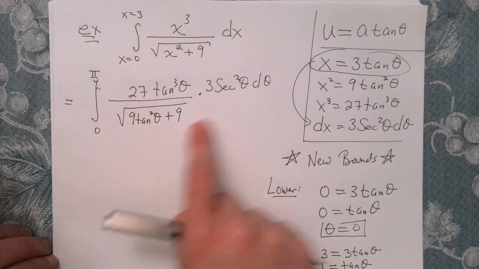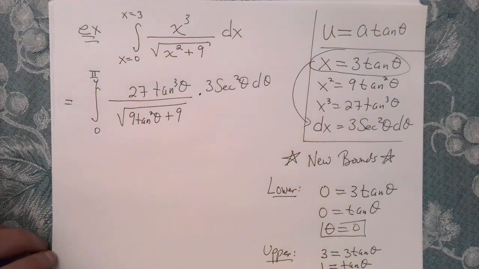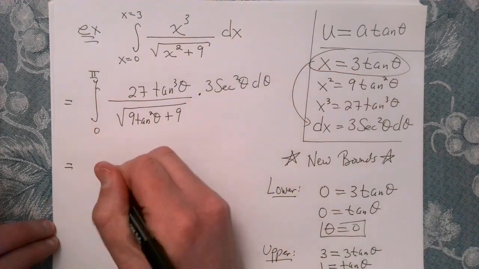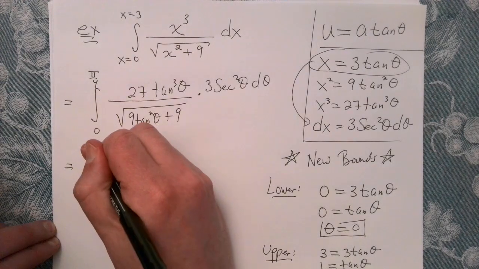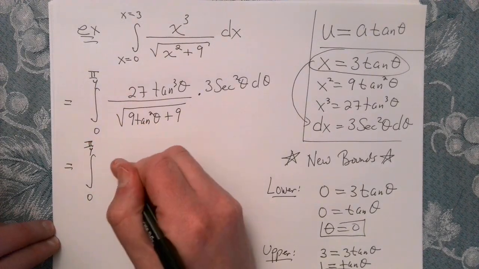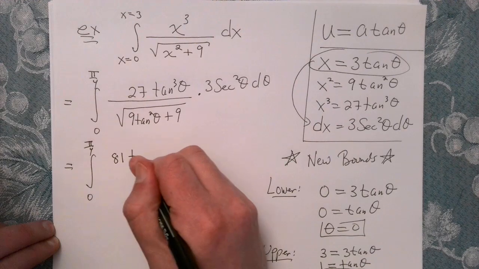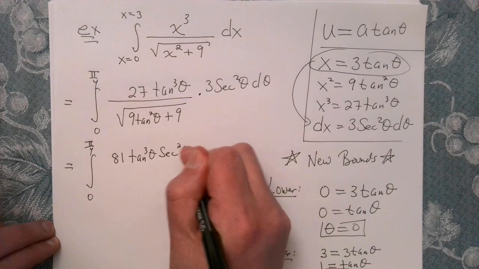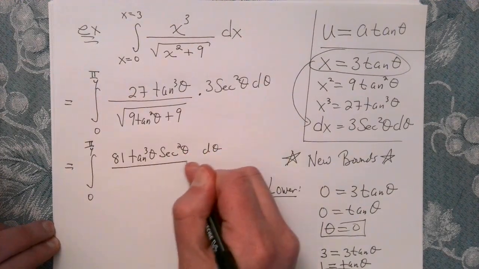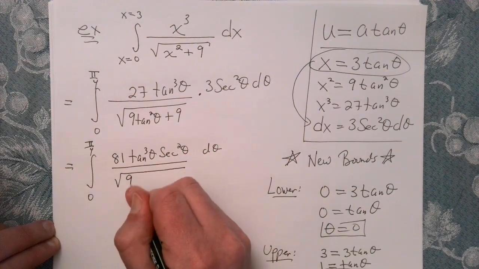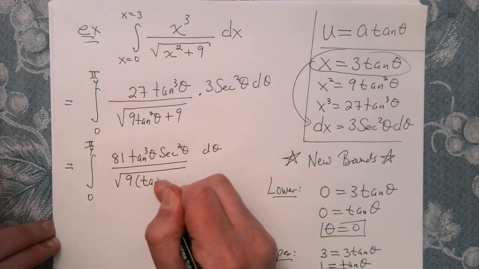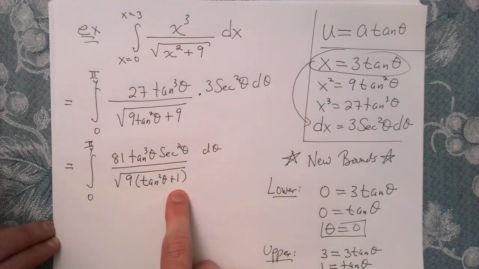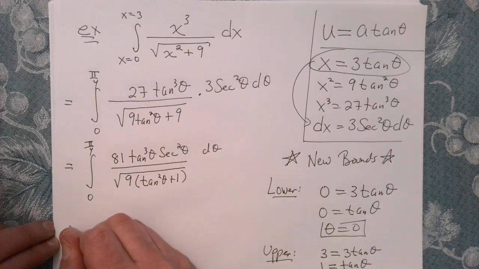Okay, so now everything is replaced. Everything is in terms of theta. It's looking good. We want to factor out a 9 and then look for a Pythagorean identity. Just combining the 27 and the 3. So I'm factoring a 9 out. That's very nice. Check out that nice Pythagorean identity. We know that tangent squared of theta plus 1 is secant squared of theta.